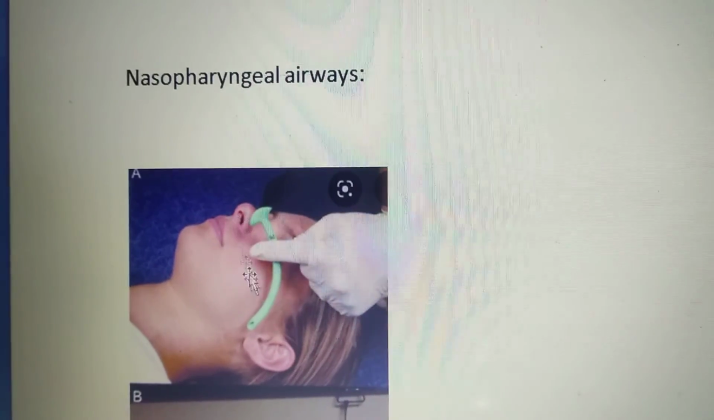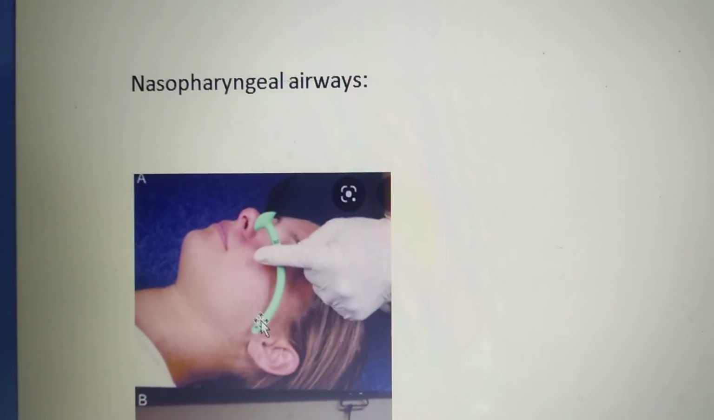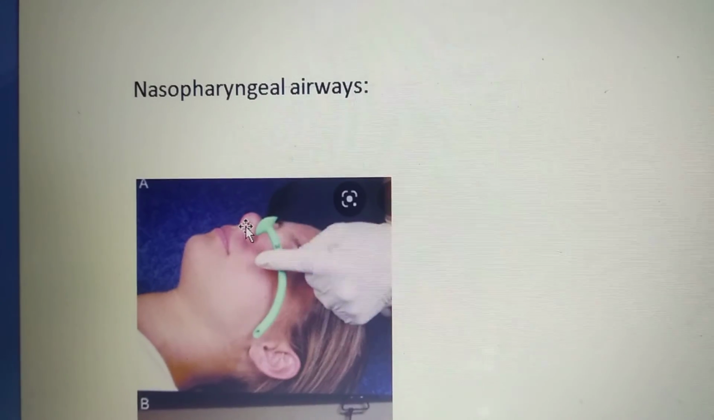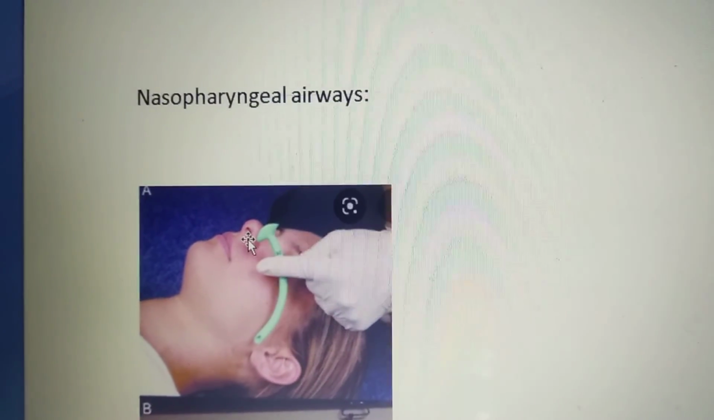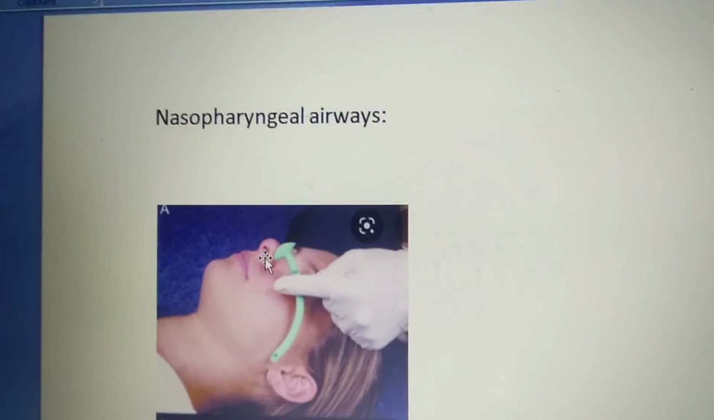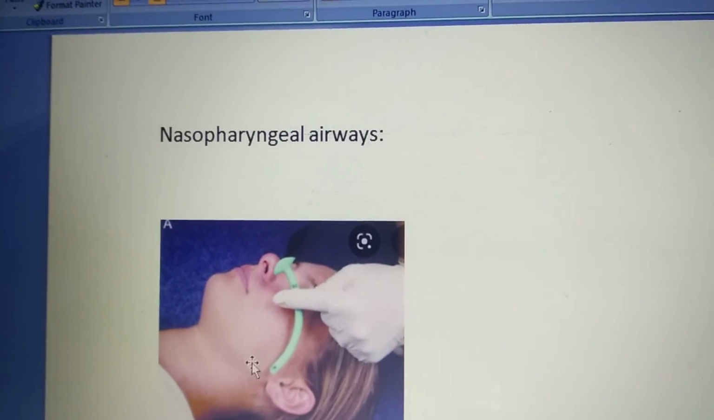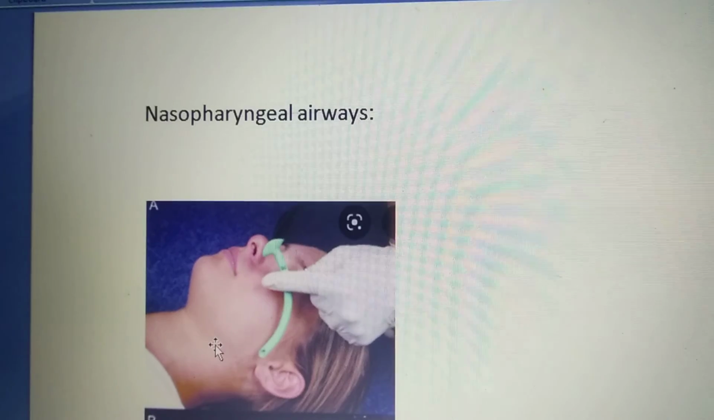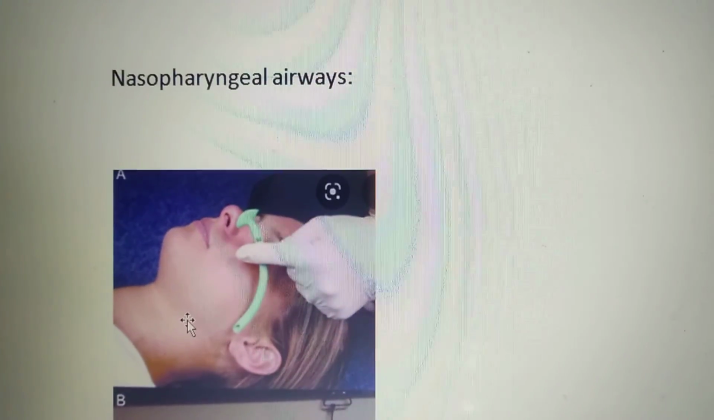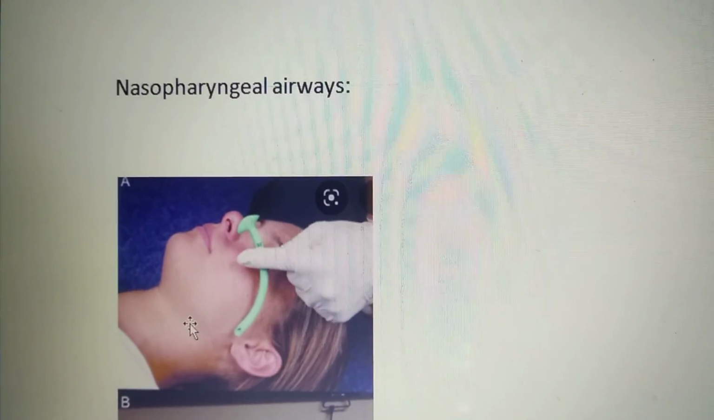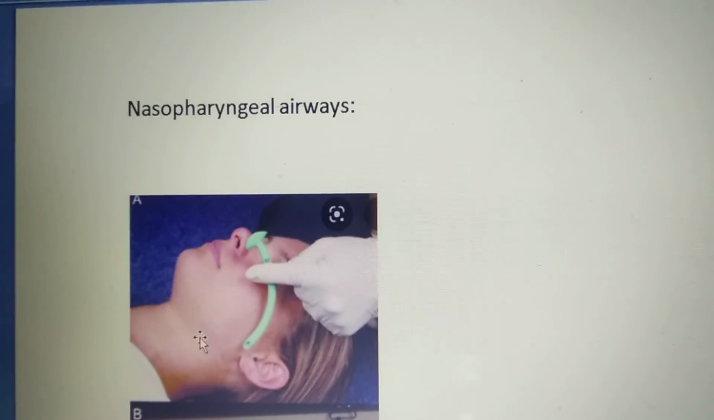Then we have to put a gel to this, wear the gloves, aseptic precaution gel, and then we have to insert through the nostrils slowly in a spiral fashion. Okay, in such a way this ends up in the laryngeal inlet. Okay, so that is nasopharyngeal airway. Here the interesting thing is this can be done in both conscious and unconscious patients.